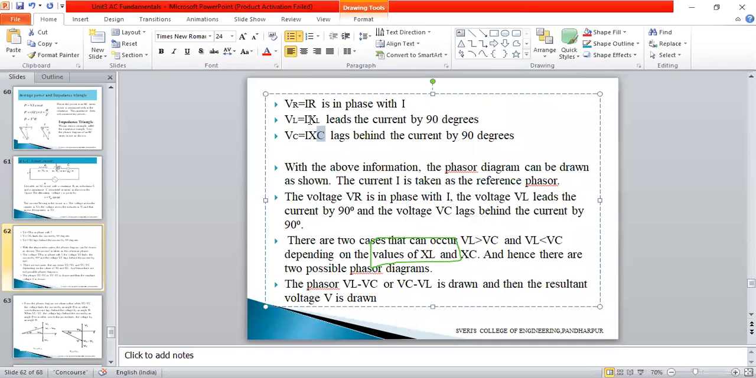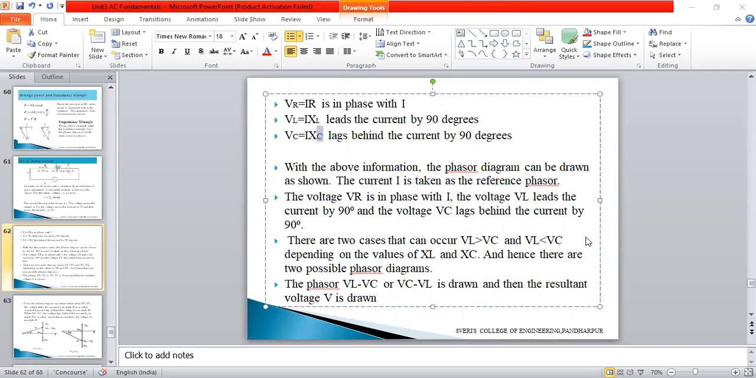For the capacitance, the voltage drop across the capacitance lags behind the current by 90 degrees. By considering all these things, there are actually three cases that we can write: VL greater than VC, VL less than VC, and VL equal to VC.